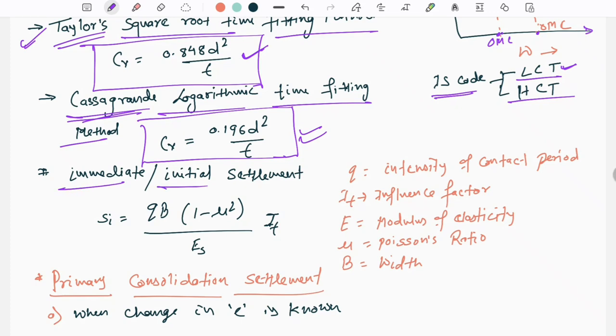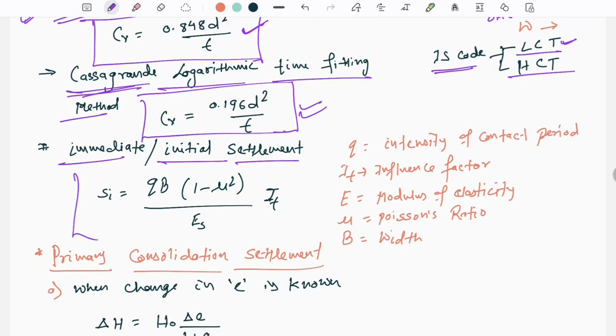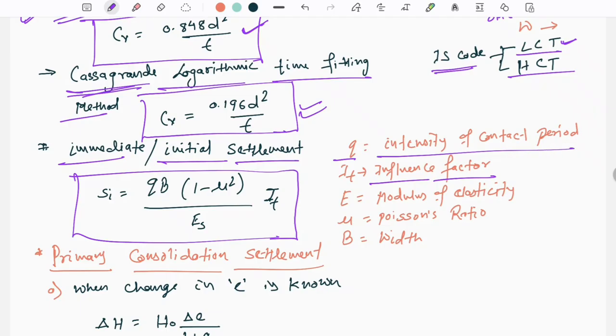So immediate or initial settlement is sometimes asked in the exam, denoted by SI. SI is equal to Q times B into (1 minus mu squared) divided by ES, into IT, where IT is the influence factor. Q is the intensity of contact pressure, meaning contact with the soil, and ES is the modulus of elasticity of the soil. Mu is the Poisson's ratio, and B is the width of the footing. If you want the immediate settlement in the footing, then B is the width of the footing. So from this formula you can find out the immediate settlement.